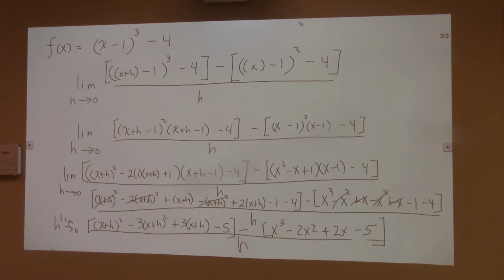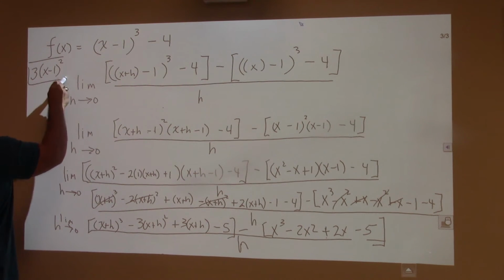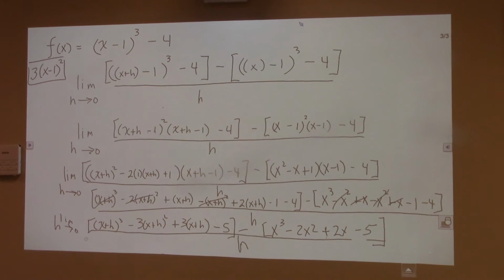I got an answer, but I have no idea what you're doing. But I got an answer. Well, the answer comes out to be 3x minus 1 quantity squared. I don't know. If you expand that, then maybe I have it. I don't know. We're going to keep going and see what I get, because I haven't tried it, so we're going to see.